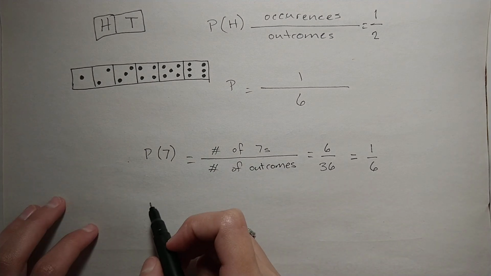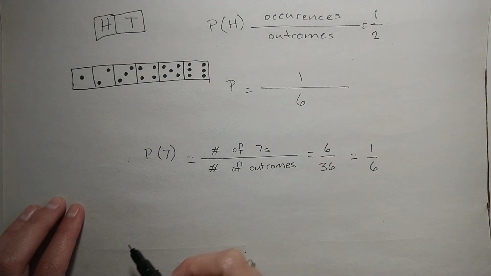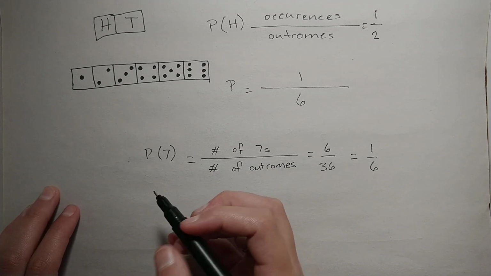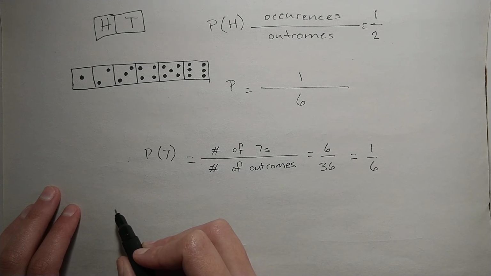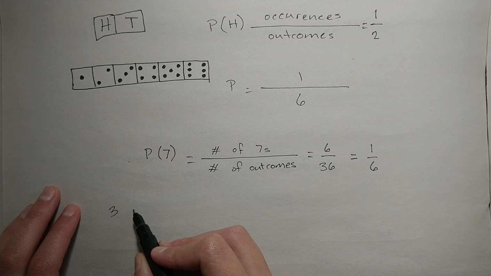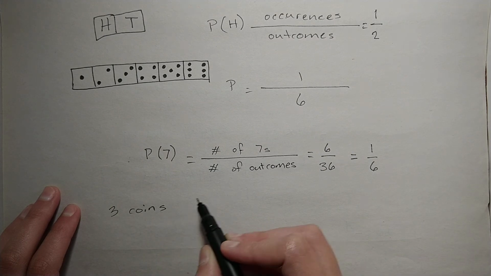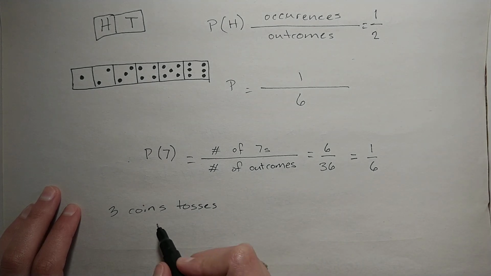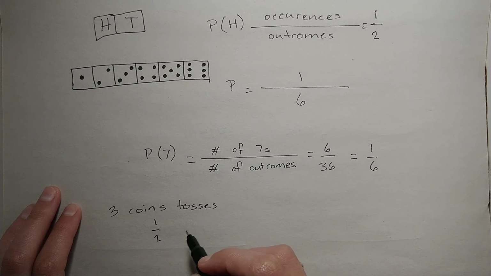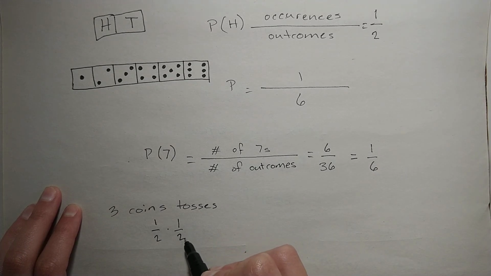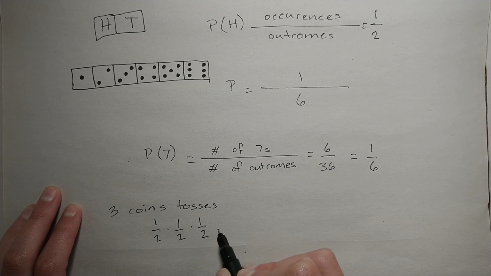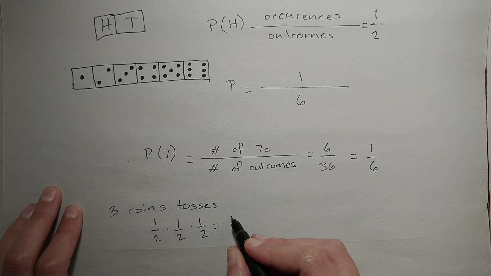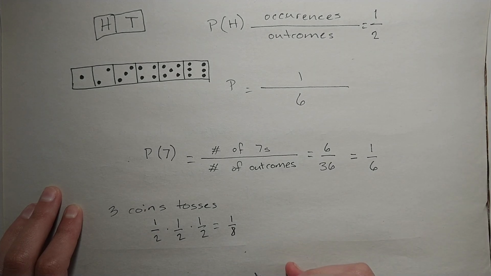Now, we can also talk about coin tosses. Like we talked about earlier, we can either get heads or tails. Now, this is an independent event. So, what are the possibilities of getting heads every time with 3 coin tosses? So, we can write, there's the 1 out of 2 possibility the first time, 1 out of 2 the second time, 1 out of 2 the third time. So to get heads 3 times in a row is going to be a 1 in 8 possibility.